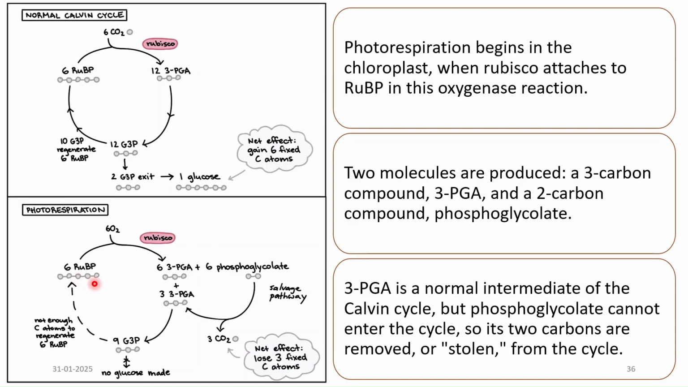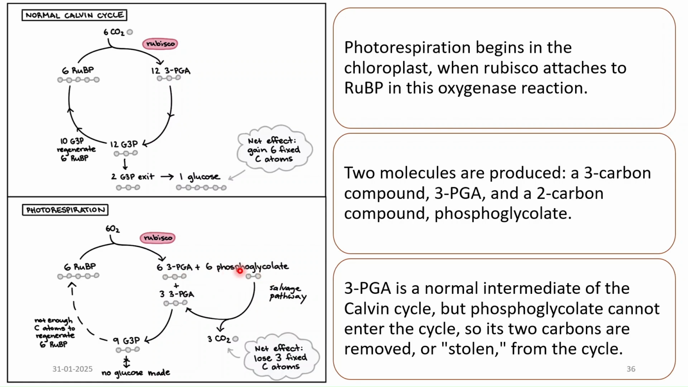But in the case of photorespiration, you see when 6 RuBP combines with 6 O2, we get 2 molecules in place of 1, which is 6 molecules of 3 PGA and 6 molecules of another molecule called phosphoglycolate. Now, this is the first place where the difference is occurring. So, 6 molecules of 3 PGA and 6 of phosphoglycolate are formed.